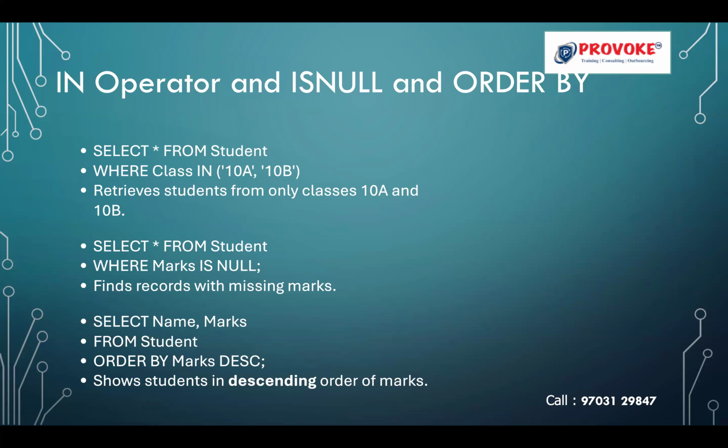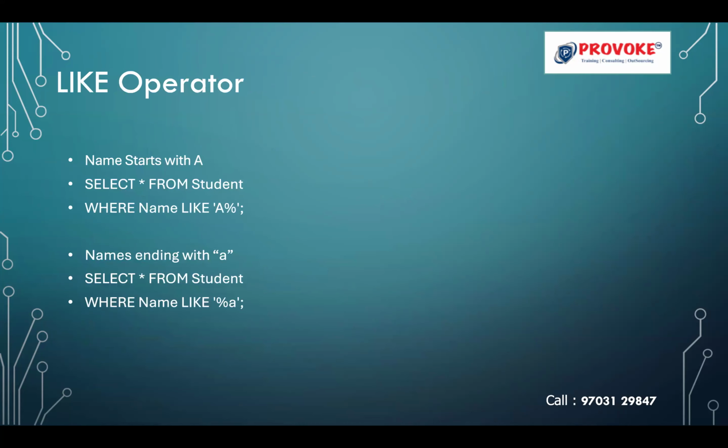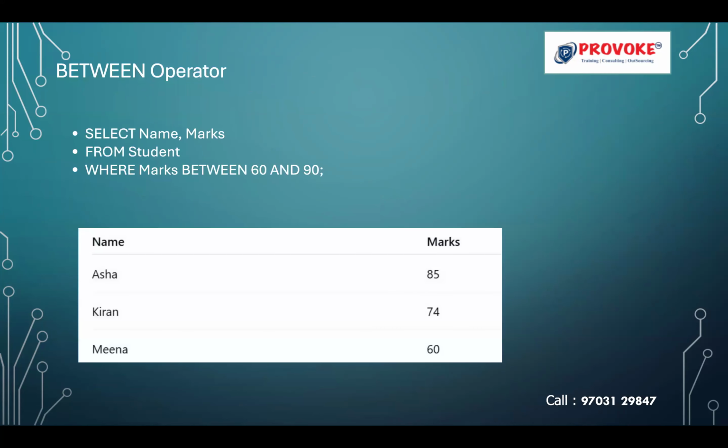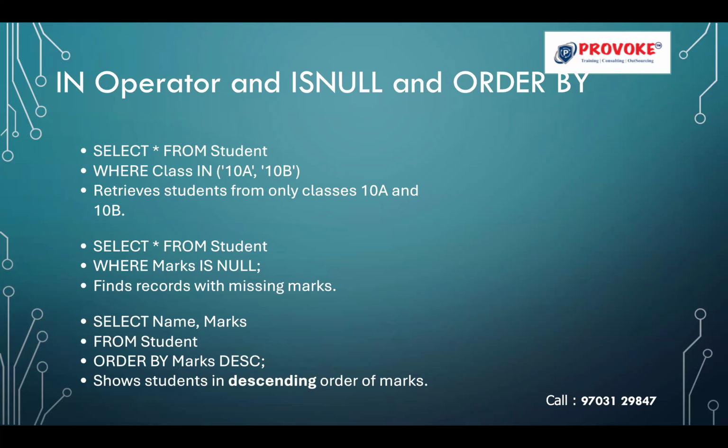So if I'm having the marks here, let us say 85, 74, 60, this is a descending order. Bigger to smaller. In that order, it is going to retrieve the records. So the operators are IN operator, IS NULL and ORDER BY. The IN operator is going to retrieve the records which include both 10A and 10B. So this is applicable in the WHERE clause for filtering.